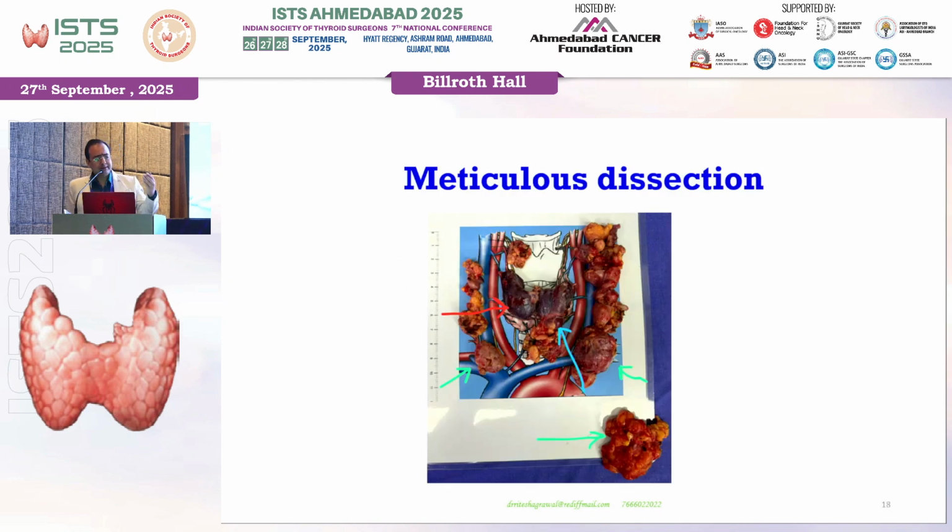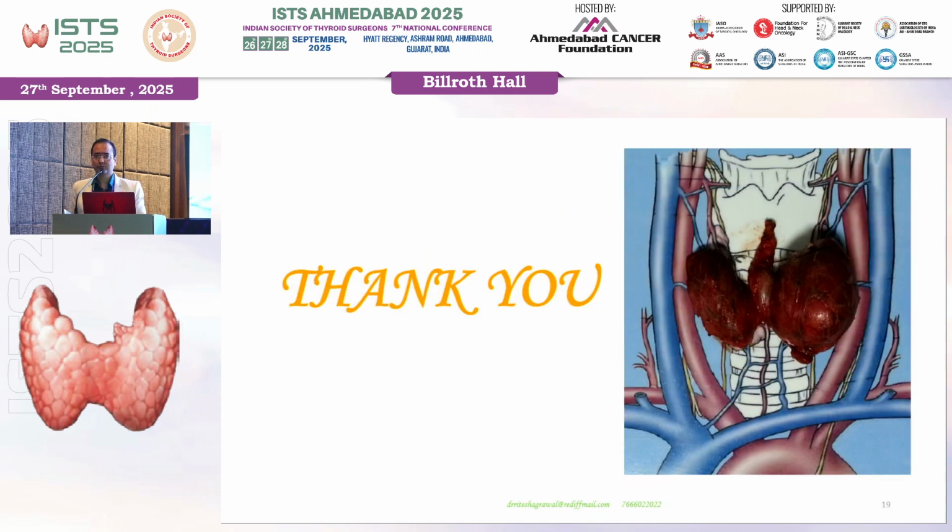It is not rare that we do extensive dissections for thyroid cancers, bilateral lateral dissection, central compartment dissection, and this patient doesn't have hypoparathyroidism. We preserve the parathyroids even after meticulous dissections. Thank you so much. Any questions are welcome. I hope I have finished in time.